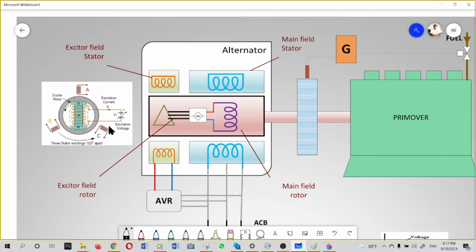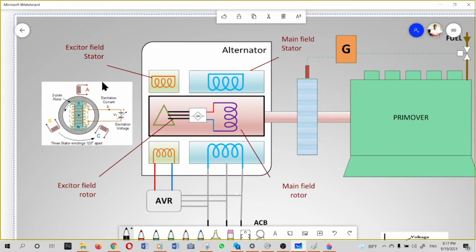We can see this cross-sectional view. This is the main rotor, north south, one pole we are going to discuss, and this is the excitation voltage. Here we show it with a variable DC supply, and these A, B, C are the stator winding coils. The stator winding coils are these blue coils, this rotor is this purple coil, and the excitation coil is more or less this part, and the diode bridge is the conversion from AC to DC supply.